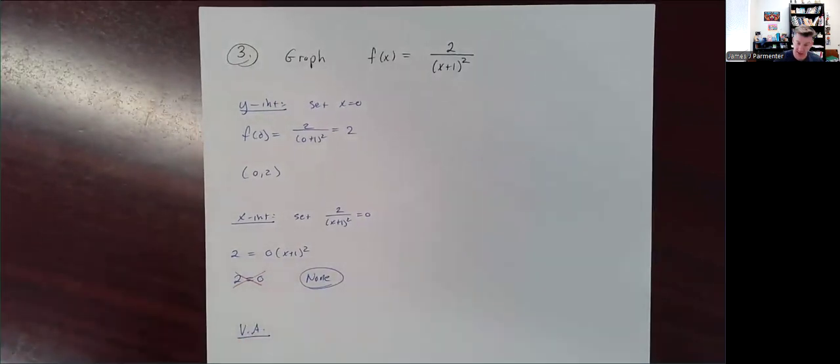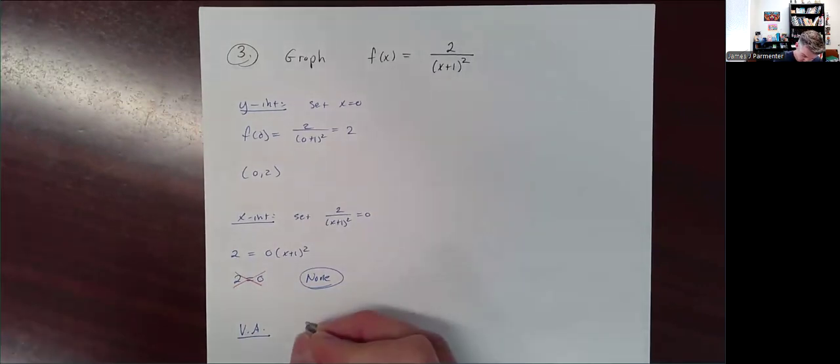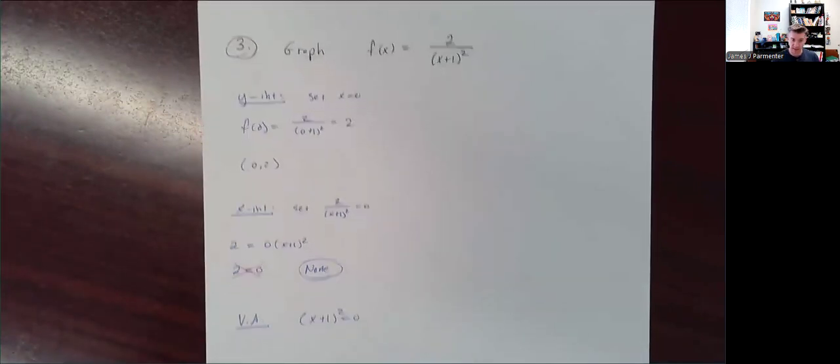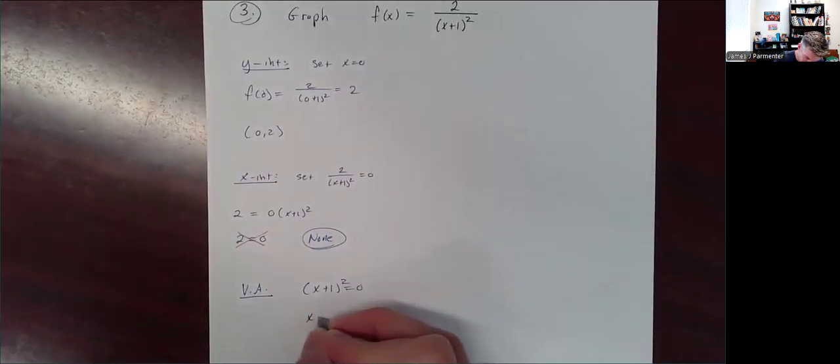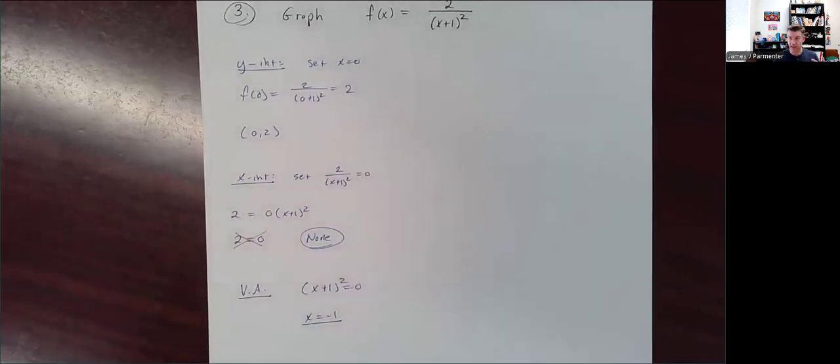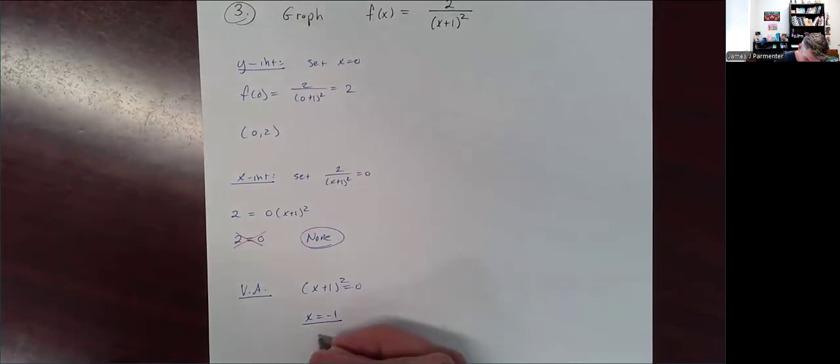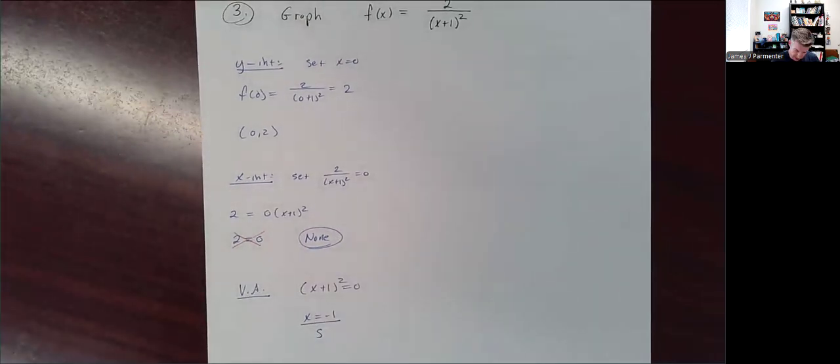Let's look at the vertical asymptotes. With the vertical asymptotes, we set the denominator equal to 0. So set (x plus 1) squared equal to 0. I think we can see right off the bat that we get x equal to -1 as a vertical asymptote. And it's going to have same behavior, meaning both sides are going to go up or both sides are going to go down. So it's the same. And then finally, horizontal asymptote.